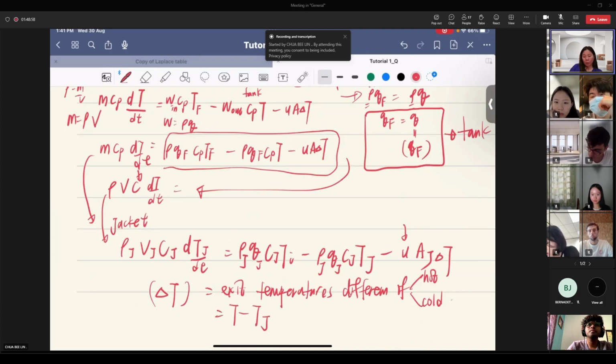To complete the equation. So we have used the thermodynamic fundamentals for modeling as well. So we have learned so much for the first week.